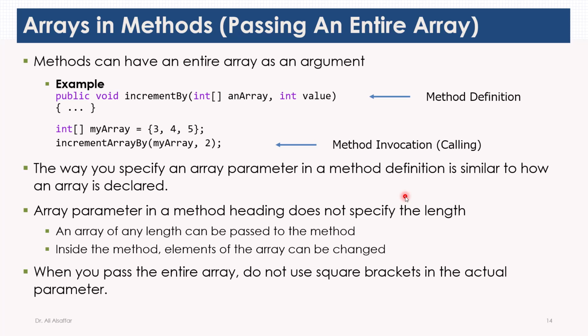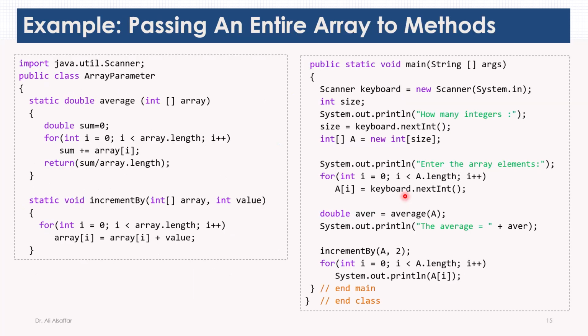Let us have a look into an example. In this example, we have only one class, which is called array parameter, and it has two methods in addition to the static main method. Since we are going to call these methods from main, and main is static, we have to define them as static. Notice here we are not writing public because we assume that by default any method that you define in Java is public.